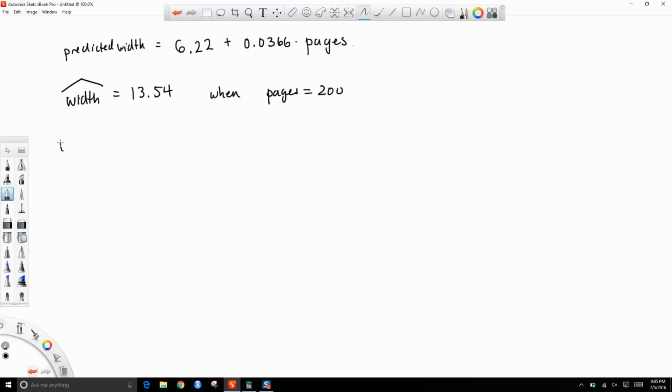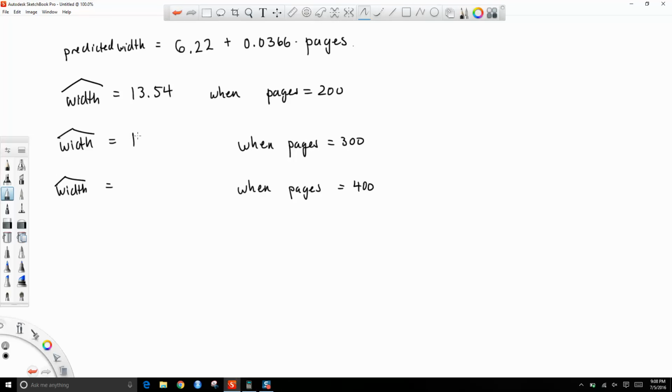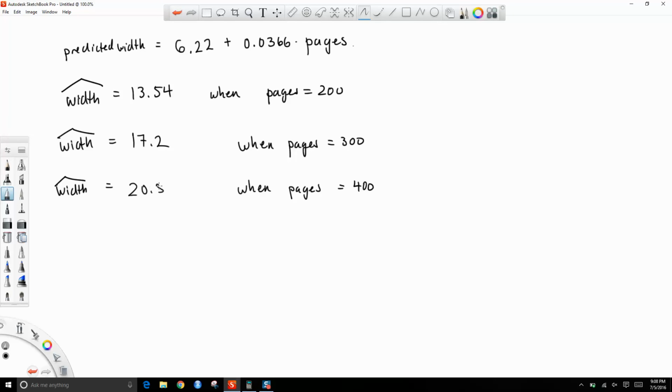All right, give me the predicted width when pages equals 300. And also give me the predicted width when pages equals 400. Okay, so go ahead and do that. Take a minute to figure these out. All right, let's see how to do this. 6.22 plus 0.0366 times 300. We plug that in, and I get 17.2. And then this last one, plug in 400, and I get 20.86. So far, so good?